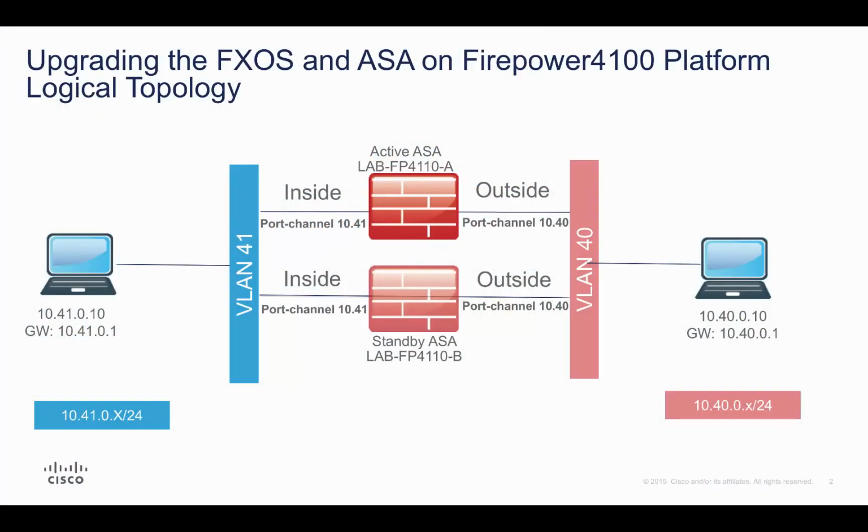So this is the logical topology which I've used for this demo. Here the ASA is provisioned on these two FPR4110 devices in the standalone mode, and the high availability is configured between these two ASA. Here the port channel 10 is configured with the sub interface for VLAN 40 and 41, and the sub interface port channel 10.41 is configured as the inside interface with the security level 100, and the sub interface port channel 10.40 is configured as the outside interface with the security level 0.